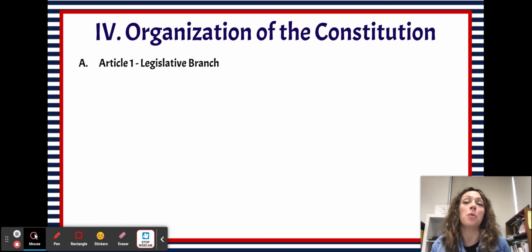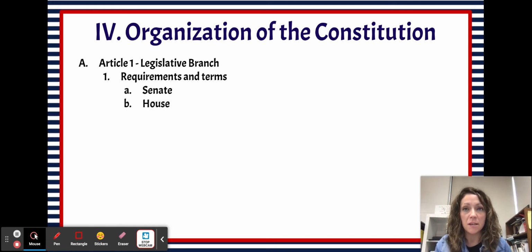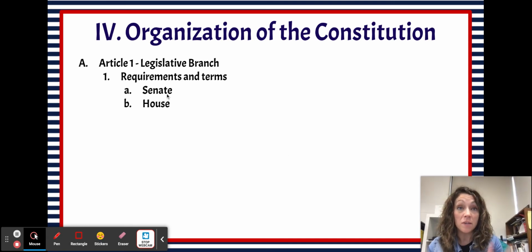So diving into Article 1. Article 1 establishes the legislative branch. This is the section that establishes Congress, okay? Now, if you remember, Congress is a bicameral legislature, which means it has two different houses, okay? So in order to become a member of what's known as the upper chamber, the Senate, you have to be at least 30 years old.